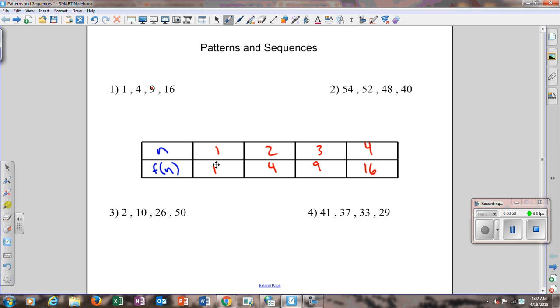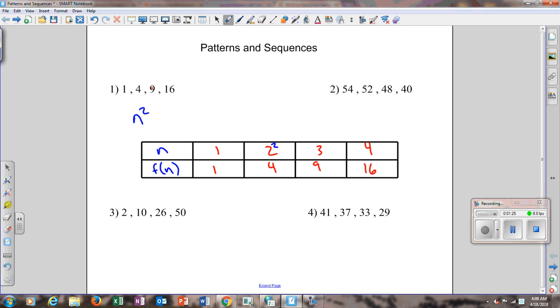What do I need to do to 1 to get 1? Well, I could leave it as 1. But if I do that with 2, it should be a 2, so that doesn't work. But 2 times 2 is 4. Now let's check. 1 times 1 is 1. 2 times 2 is 4. 3 times 3 is 9. 4 times 4 is 16. So your function is n squared.